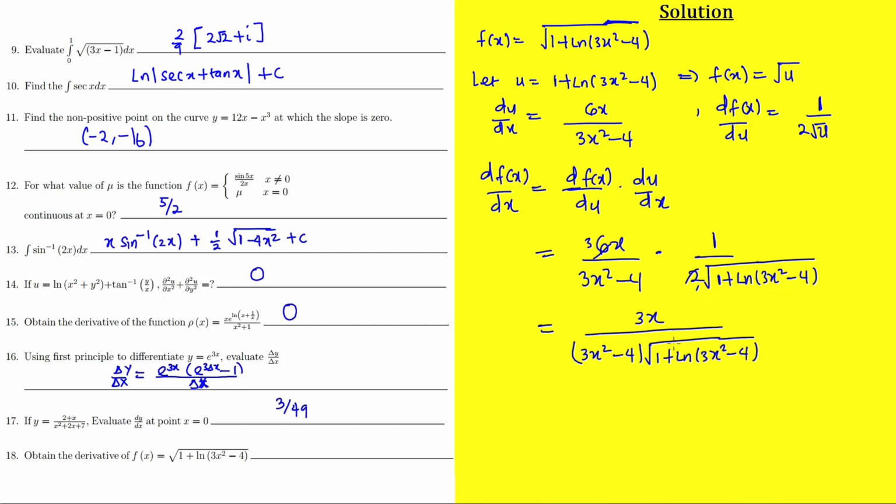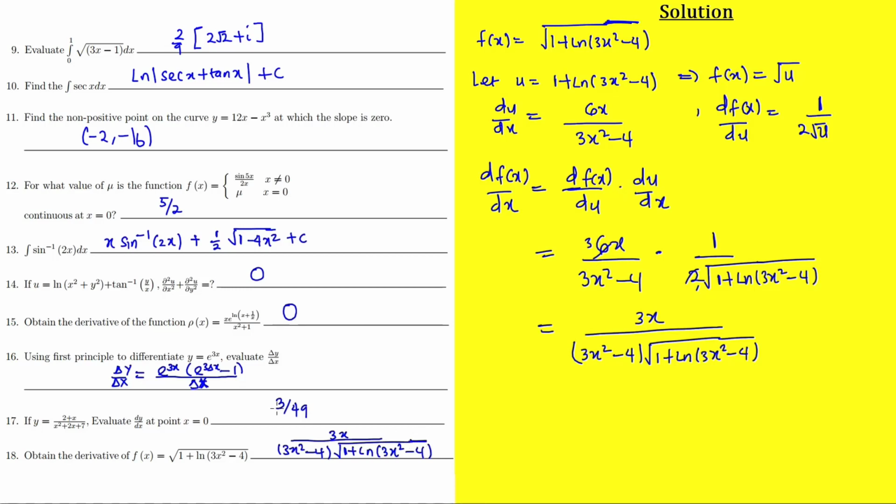Finish. So here we have this to be 3x over, okay, before the square root we need to write our 3x² − 4 multiplied by the square root of 1 plus ln(3x² − 4).